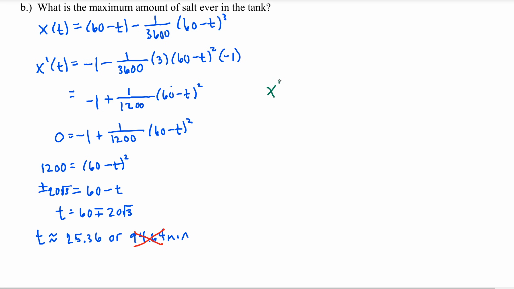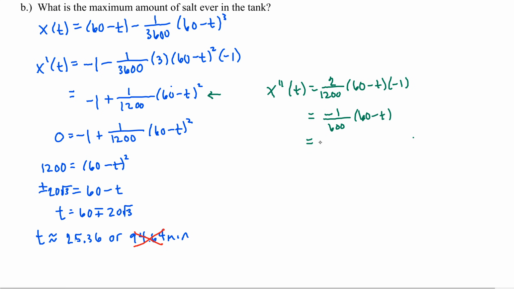Now, you can do either the first or the second derivative test to verify the maximum. I prefer the second derivative test, so I'm going to go ahead and find x double prime. I'm looking at my simplified first derivative here. The derivative of -1 is 0, and working on our second term there, we'd end up with 2 over 1200 times (60 minus t) to the first power times -1. Or reducing and combining our negatives, we have -1 over 600 times (60 minus t). Let's make it even better. Let's distribute that -1 and call it (t minus 60) over 600.